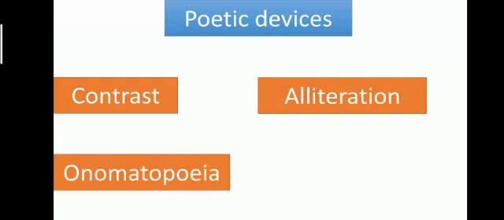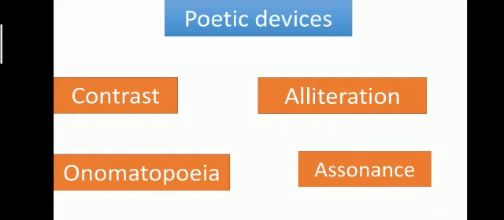Okay, next we have the poetic devices. And the poetic devices are the tools that the poet uses to make his lines more attractive, such as alliteration, contrast, onomatopoeia, assonance. And so in order to make your poem more attractive for the reader or the listener, you need to use more poetic devices.